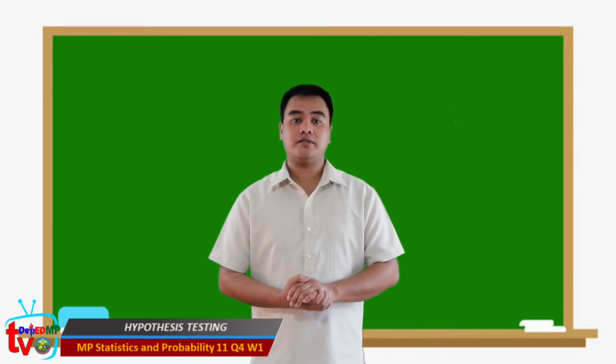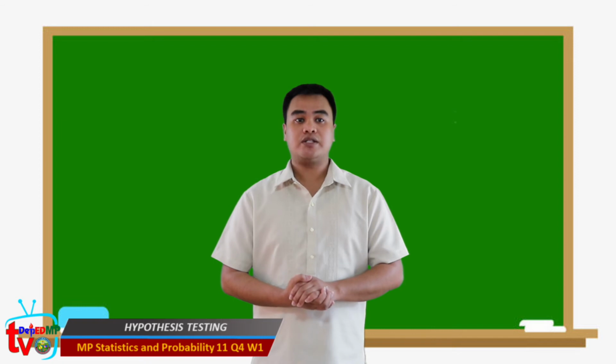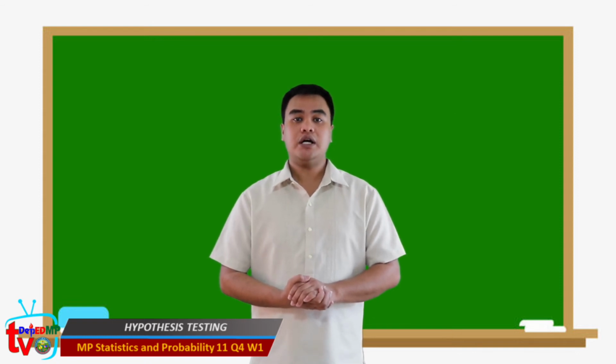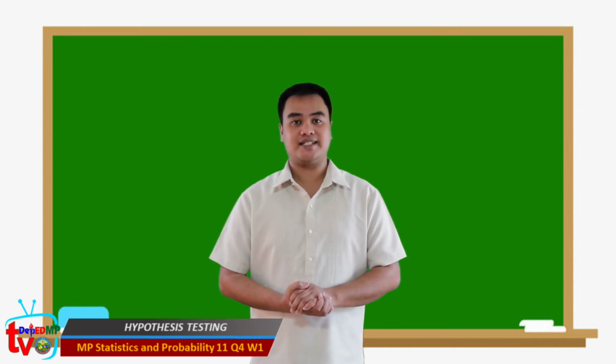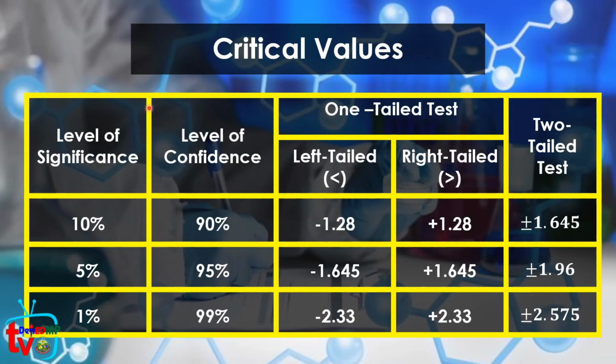The point that separates the rejection and non-rejection area is called the critical value, which is derived from the level of significance. In hypothesis testing, the following are the most common critical values based on the level of significance and type of test. This table shows the critical values. We need to know our level of significance, level of confidence, and the type of test, if it is a left-tailed test, a right-tailed test, or a two-tailed test.